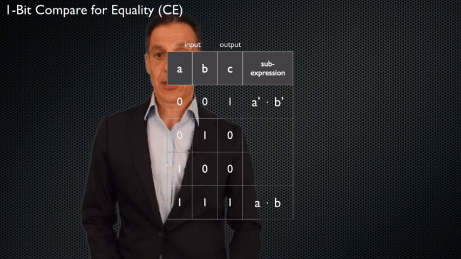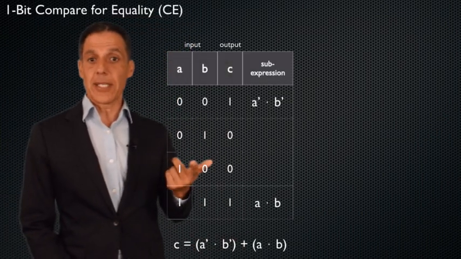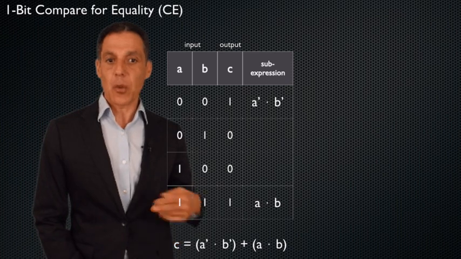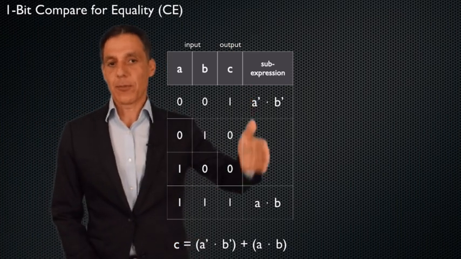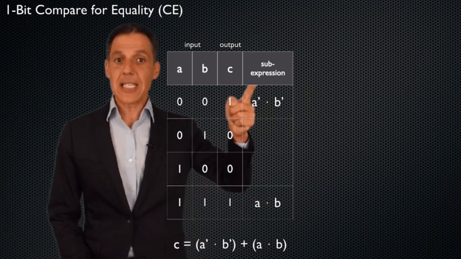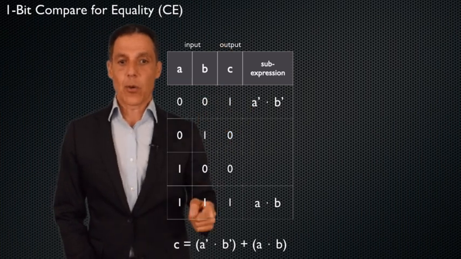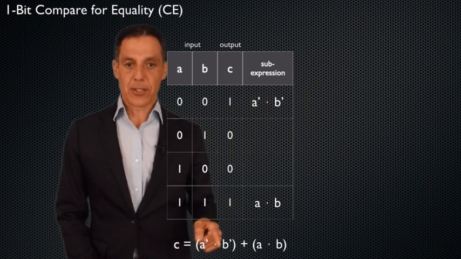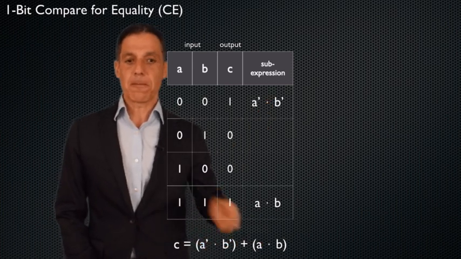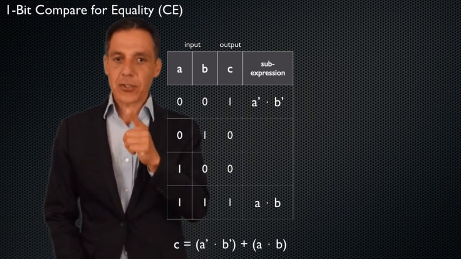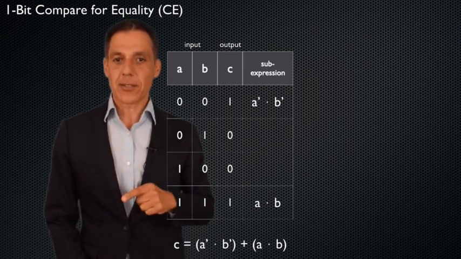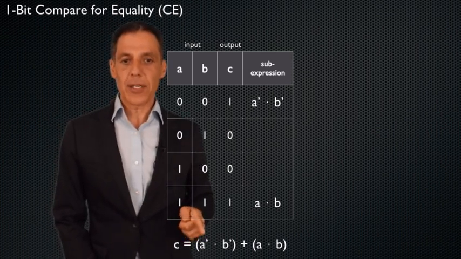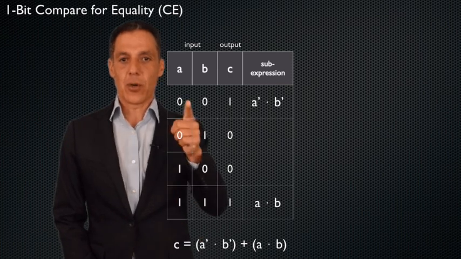I now have the sub-expressions. So let's do step 3. Combine the sub-expressions with ORs for each output column. Of course, we only have one output column. So C, my output, is going to be equal to NOT A AND NOT B, there it is right there, OR A AND B. And again, you have to convince yourself that this is exactly what you want. Okay, so again, this can be 1 in only one situation, this row right here.